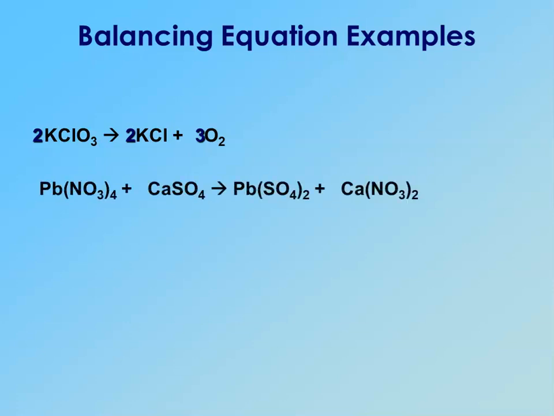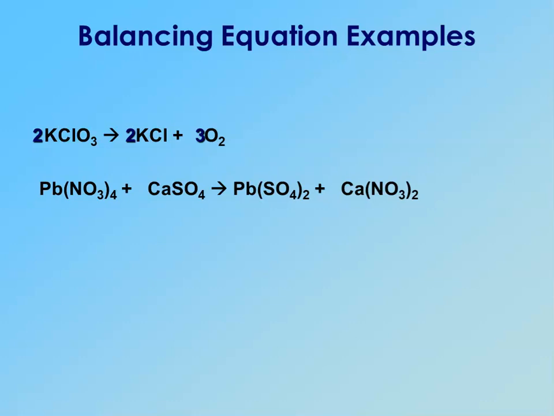In this particular one, some students will get a little anxious because oxygen is all over the place and you've got these polyatomics all over the place. Don't let those concern you too much. Take it one piece at a time. I start on the left and I look and see, is Pb in one place on both sides? It is, and there's one on each, so we're good with that.